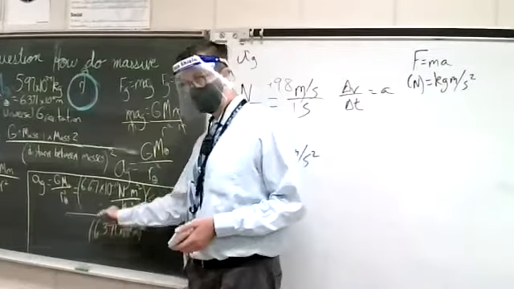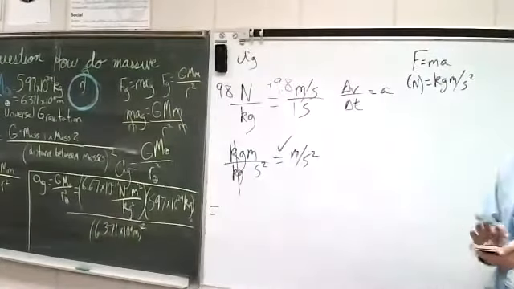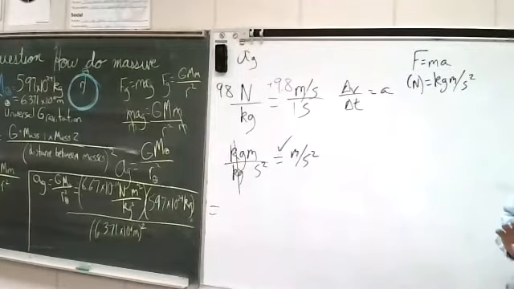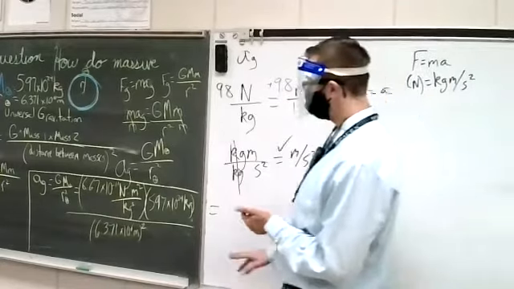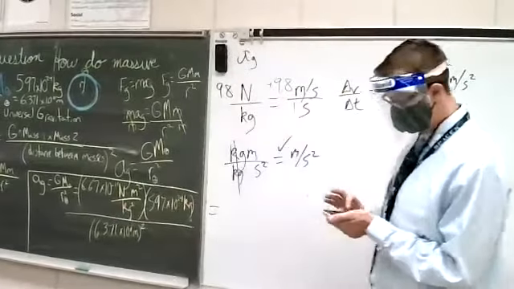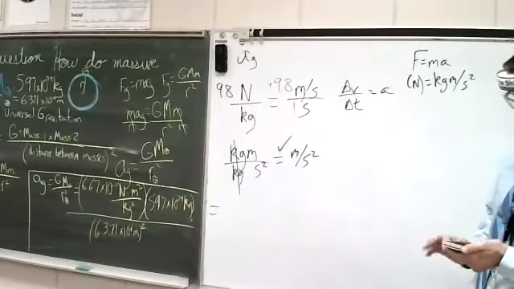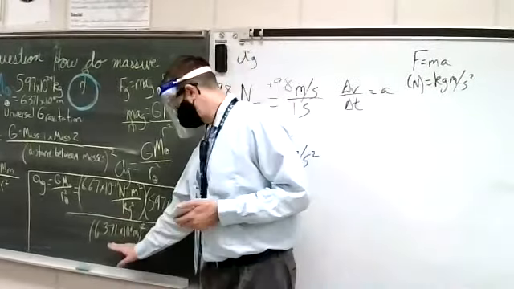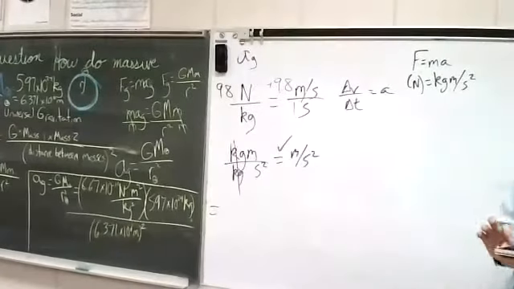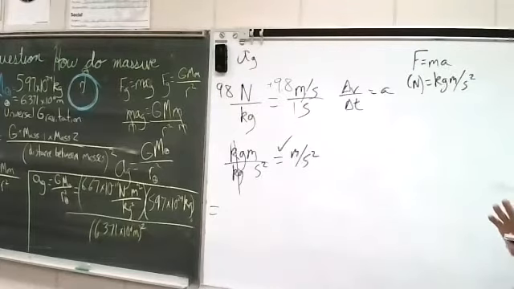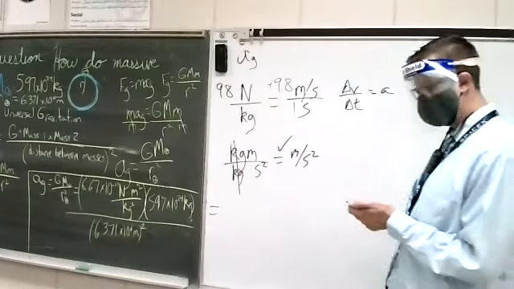All right, ready, everybody? Here we go. 6.67 by 10 raised to the negative 11 times the mass of the Earth, 5.97 by 10 to the 24th, divided by 6.4 million thereabouts squared, so divided by 6.371 by 10 to the 6th squared equals, all right.